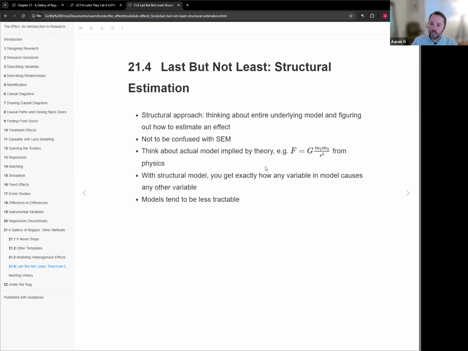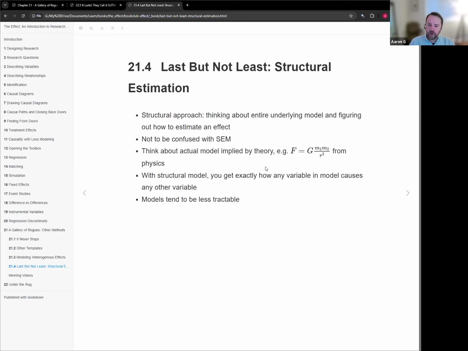And so the author talks about this classic equation from physics about force between two masses, right? It has to do with how far apart they are and the masses of each object. And he had a point that if theory gives you a good model, you should use it because you're going to end up with a cleaner causal model. You know what I mean? You've clearly identified reality.